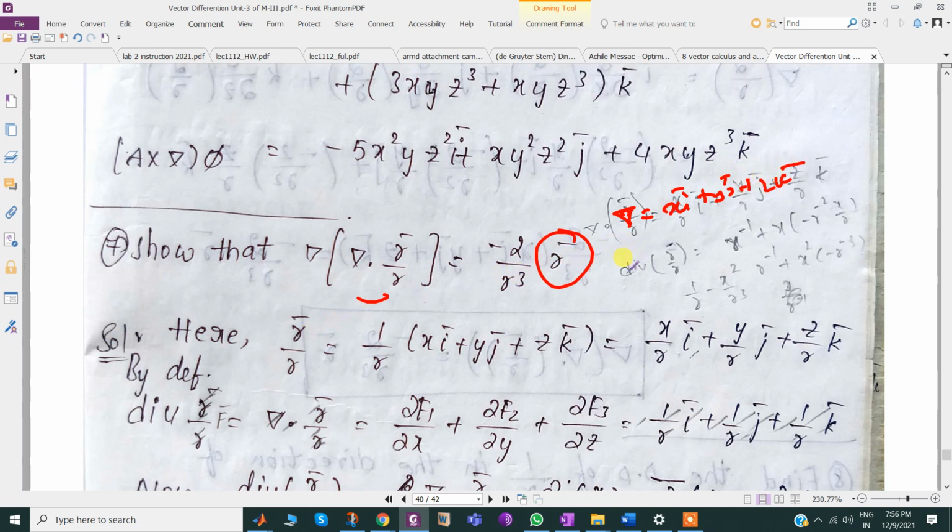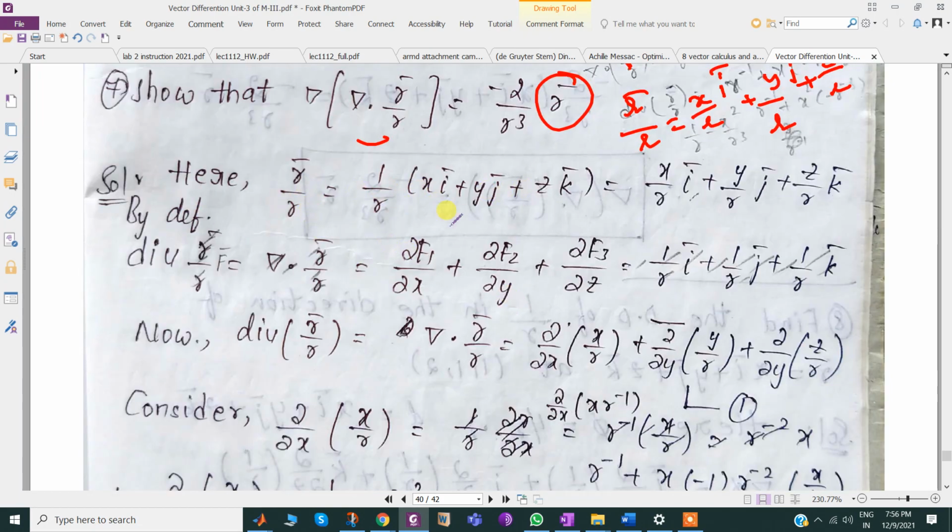R bar by r equals, generally the vector may not be in the denominator. If you write the vector in the denominator, means somewhere you committed a mistake. Vector will always be in the numerator, remember that. x i bar by r, y j bar by r plus z k bar by r. That's what.